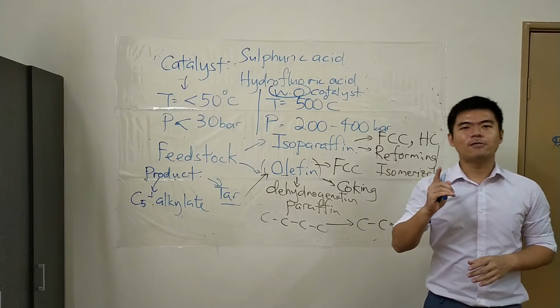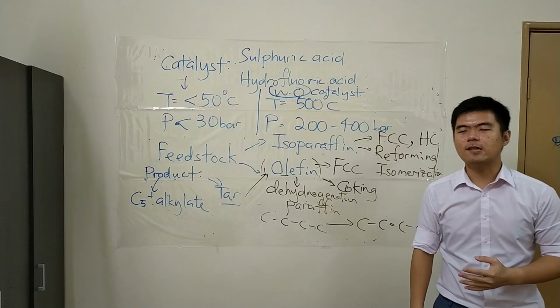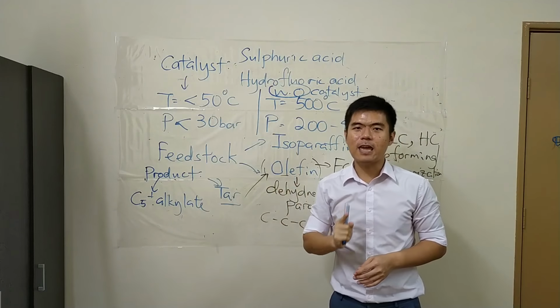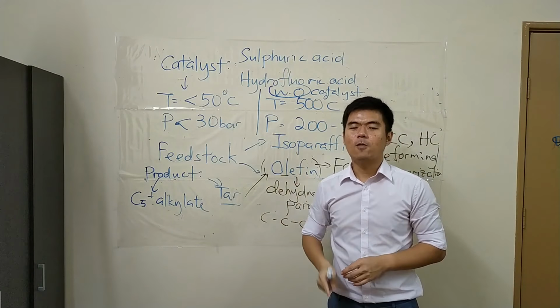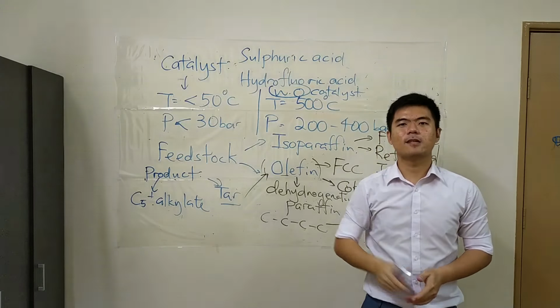In our next video, we are going to investigate different cases by using different types of catalyst. We are going to investigate the processes involved in alkylations by using hydrofluoric and also sulfuric acid. See you back.